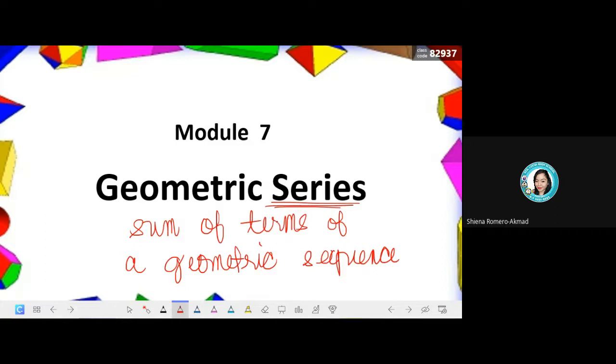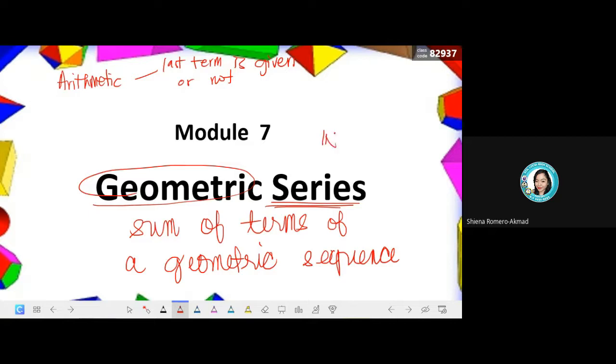Now, kapag geometric series, kung dun sa arithmetic, inaalam natin if last term is given or not. Dito naman sa geometric series, what we need to look at is if the sequence is infinite or finite. Ano ba ibig sabihin kapag infinite? Paano malalaman if your sequence is infinite?